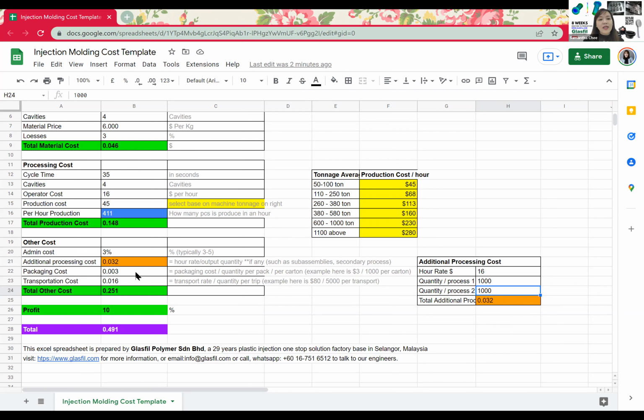All right, so moving on next, that will be the packaging cost, and here it will be the transportation cost.